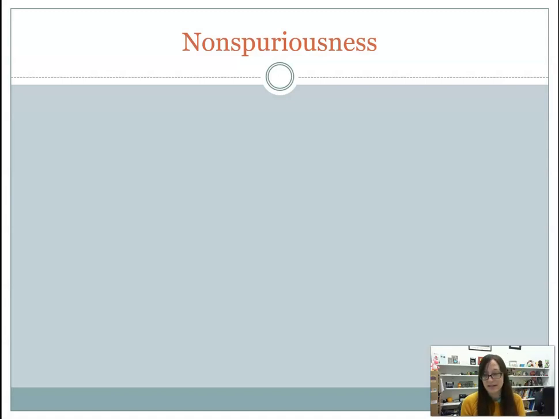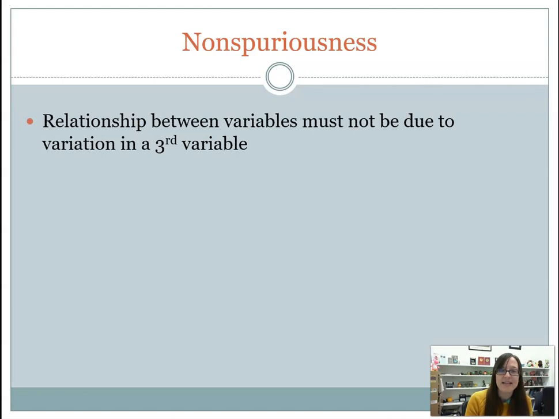And then non-spuriousness. This is kind of the why we can't say correlation is enough to say that something causes something else. So non-spuriousness is the idea that we want to make sure the relationship between the variables is not because of variation in some third variable. And so that there's not actually some external variable that's affecting both of our variables, and the original two variables aren't related at all. They just look like they're related because they're both being affected by some third variable that we're maybe not accounting for.